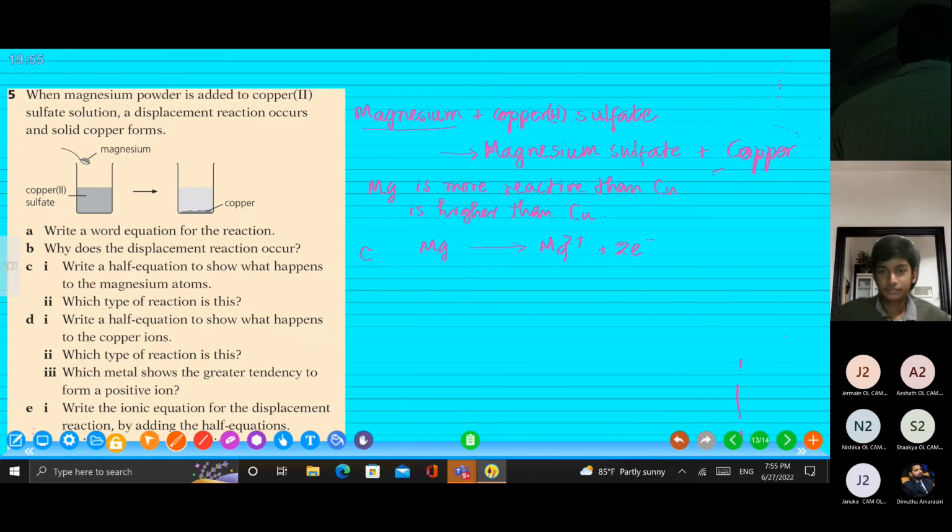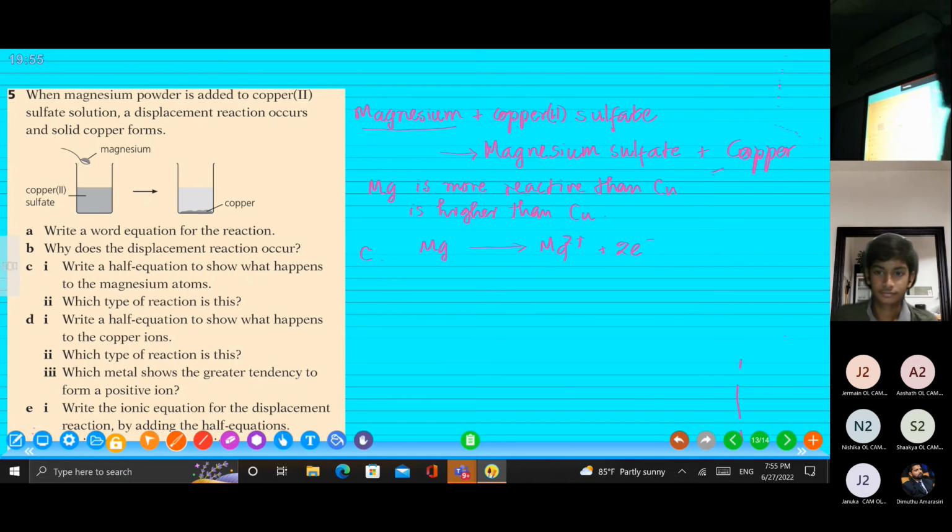No? So then magnesium becomes magnesium 2 plus and electrons are given out, right? Which type of reaction is this? Electrons given out means what's the reaction? Oxidation or reduction? This is oxidation, right? So this reaction is oxidation.